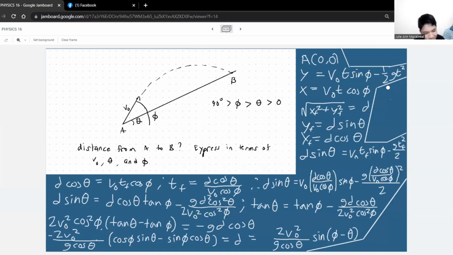Tingnan mo yung line just before yung line for our formula. So tangent theta minus tangent phi. So we divide both sides by G cosine theta. Distribute mo yung cosine squared phi, di ba? So bakit naging tangent? Paano naging cosine phi sine phi?